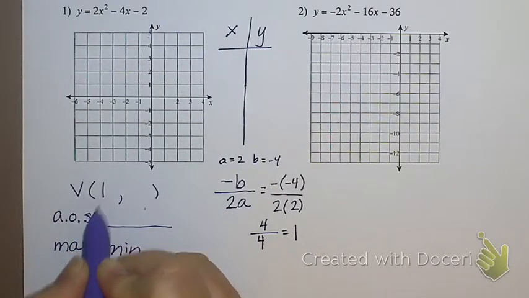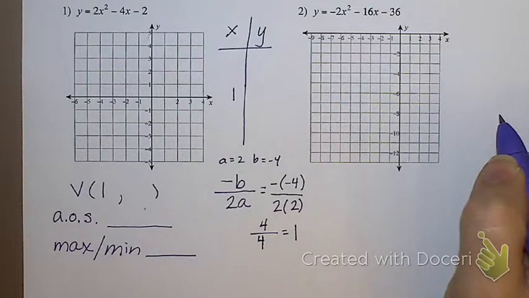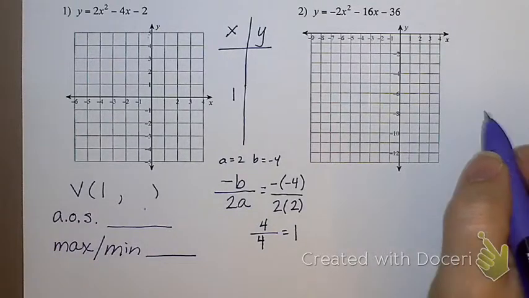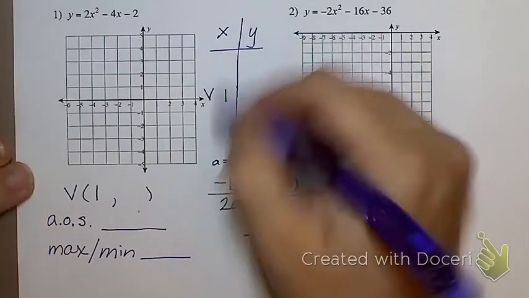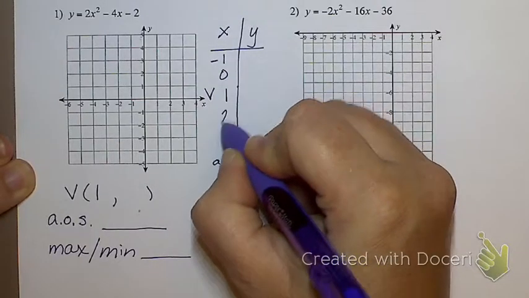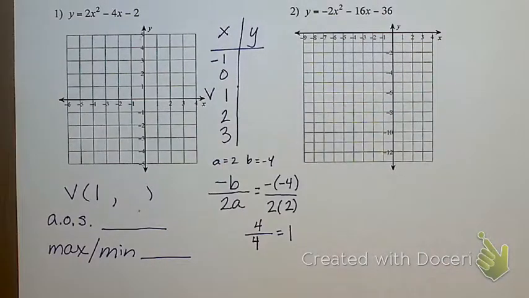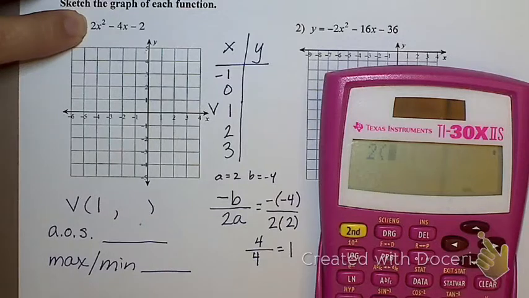So, I don't have the y value like I did in vertex form, but I do have a starting point for the middle of my XY chart, don't I? So now that I have a starting point, because that's the middle of my XY chart, what number should I put around there? 0 and negative 1, and then on the other side? 2 and 3. What do I do from here? Plug it in like Glade.